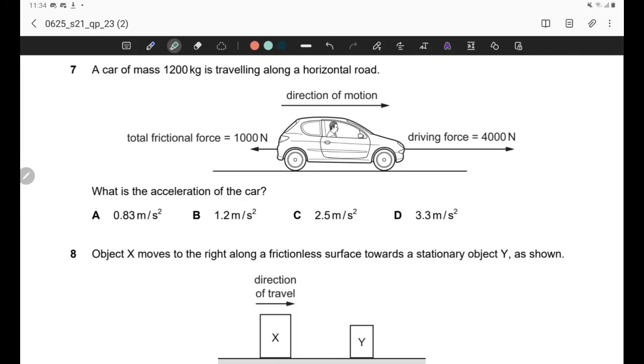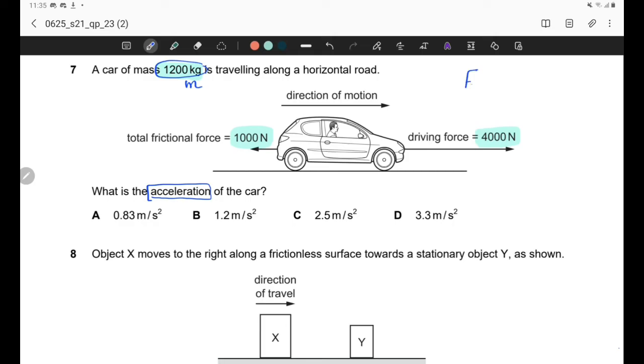Question 7. A car of mass 1200 kg is traveling along a horizontal road. The total frictional force acting on the car is 1000 Newton and the driving force is 4000 Newton. What is the acceleration of the car? So here we are provided with the mass and different forces acting on the car. So there are two forces acting in opposite directions.